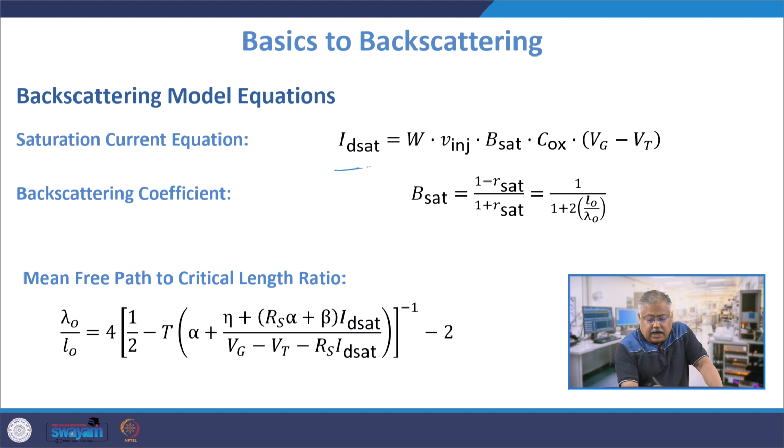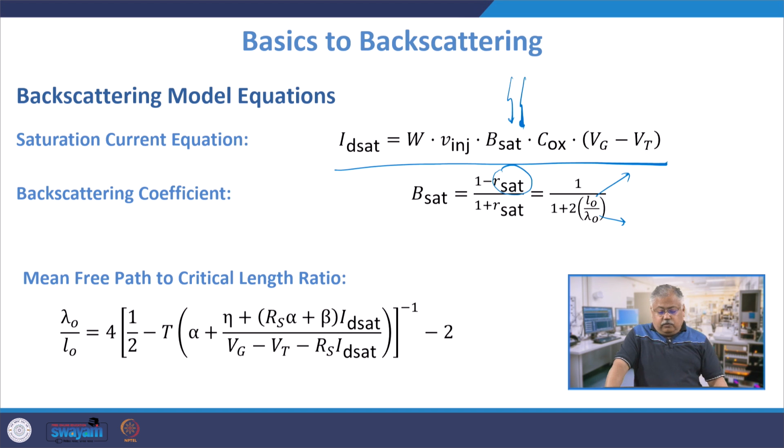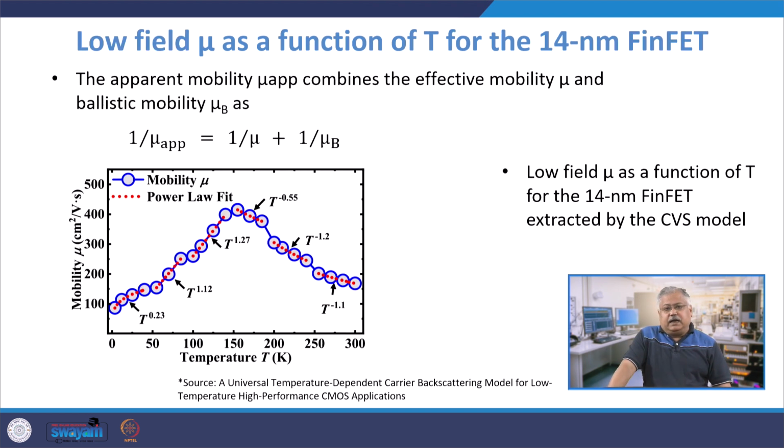So, you see ID sat, the current is given by this formula. What we do is insert an extra term here which is B sat, and it depends upon the scattering parameter, the critical length and the mean free path. And typically, if you look very carefully, the higher the value of B sat, the higher will be the value of ID sat. A higher B sat will primarily happen only when your RSAT, which is the reflection coefficient for backscattering, is relatively low. When this is low, then 1 minus RSAT will be relatively high, and that will make your B sat go high. So, if I want forward current, I require my B sat to be as high as possible by reducing the backscattering coefficient.